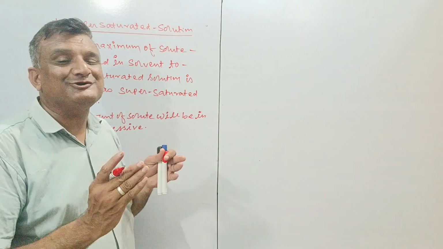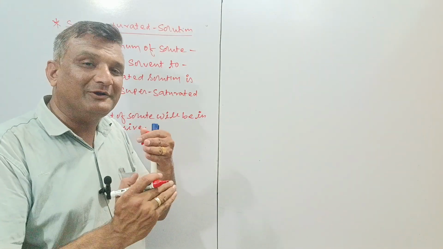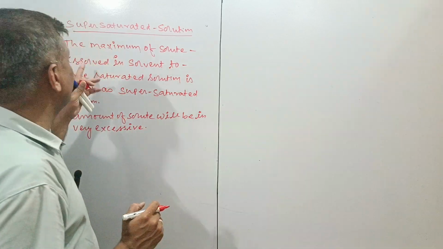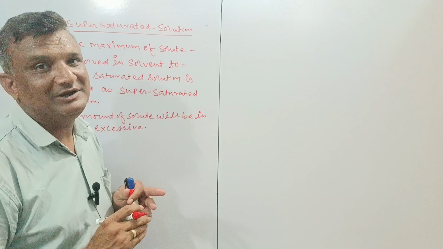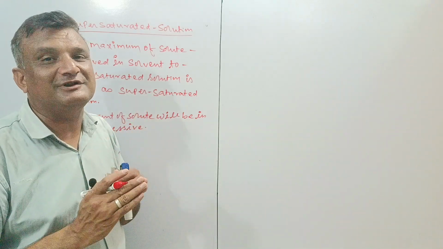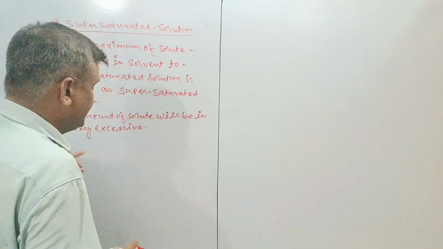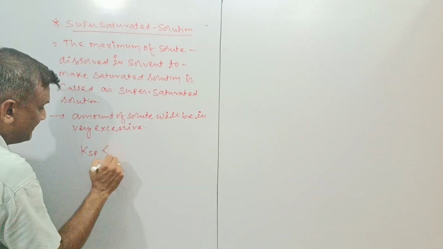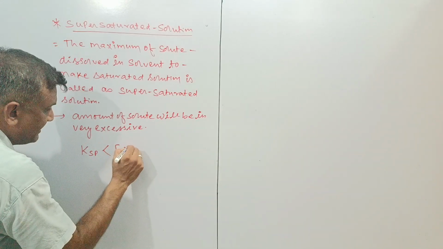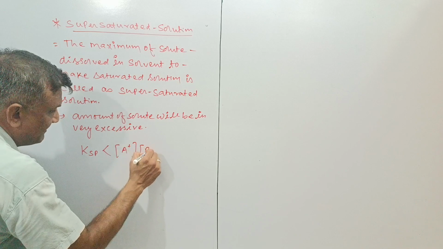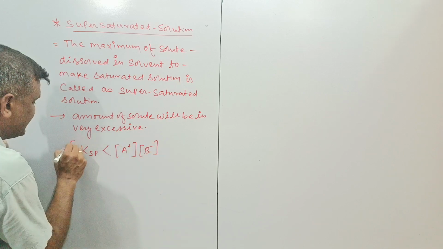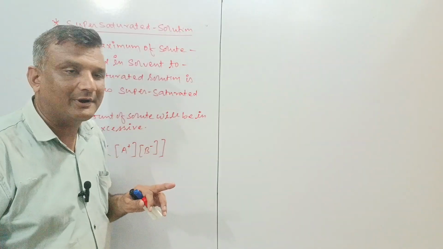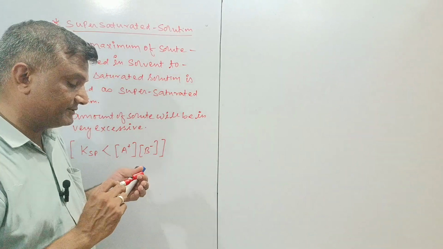Means more solid dissolves than the required amount to make a particular saturated solution, and that is called a supersaturated solution. For this kind of solution, the condition is that Ksp will be less than the product of A+ and B-, means the product of concentration of cation and anion will be larger than the solubility product. Ksp is the solubility product.